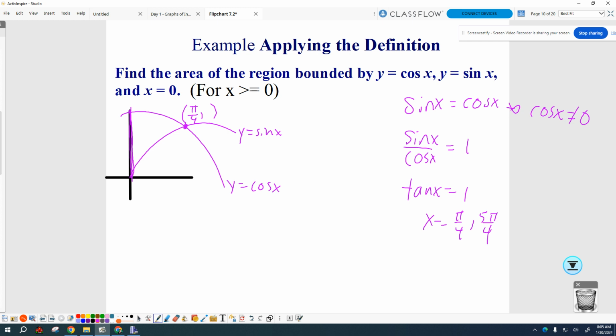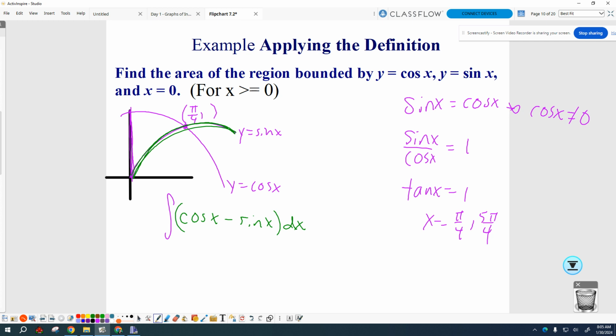Nick, what do I set up to find? Set up the integral of sin x. I didn't draw them well. What's the top curve, what's the bottom curve? The top curve from 0 to pi over 4 is sin x. But like that's like half of the slice. Okay, thank you for reminding me.